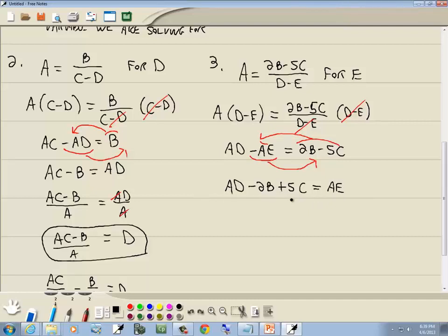Step 4. If the variable you're solving for is in two or more terms, factor it out. Solving for e, it's only in one term. So we still don't have to do that step. Step 5. Divide both sides by what's in front of or back of the variable you're solving for. There's an a in front of the e, so we're going to divide both sides by a.